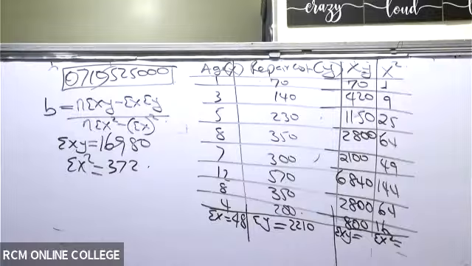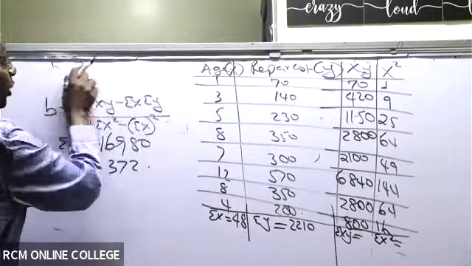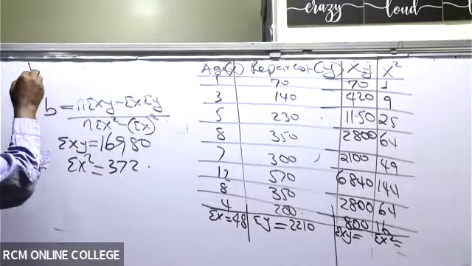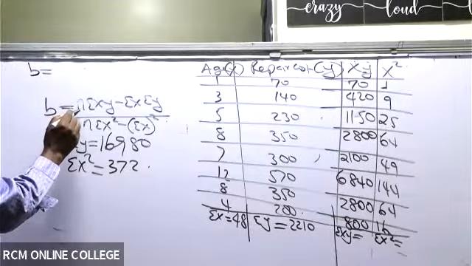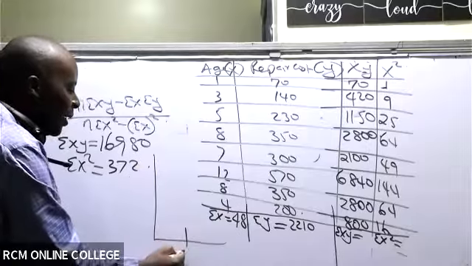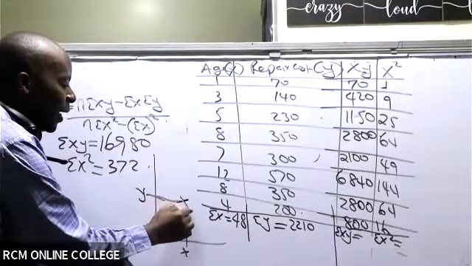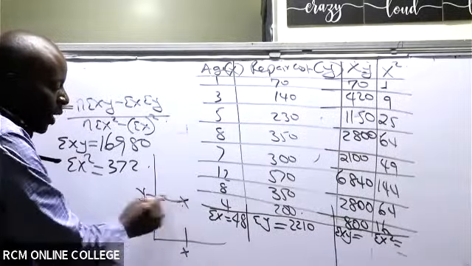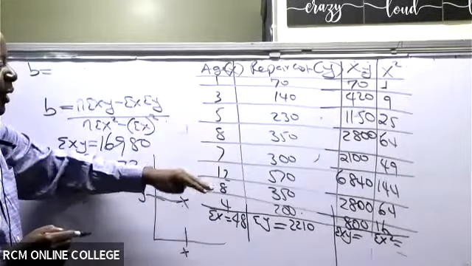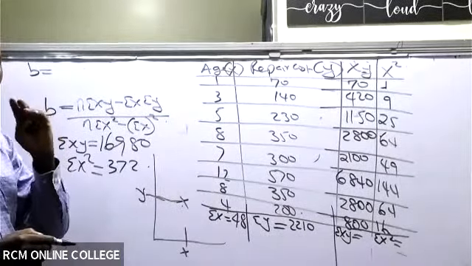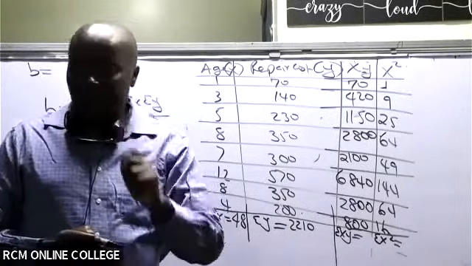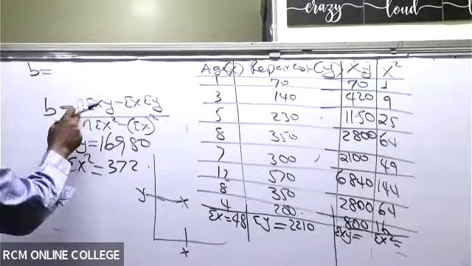So then please go ahead and do proper substitution here. Give me the value of b. To get b, I have n, the number of data points. Remember, a data point on a Cartesian plane is normally defined by x and y. So this is 1, 2, 3, 4, 5, 6, 7, 8. So our n is 8.